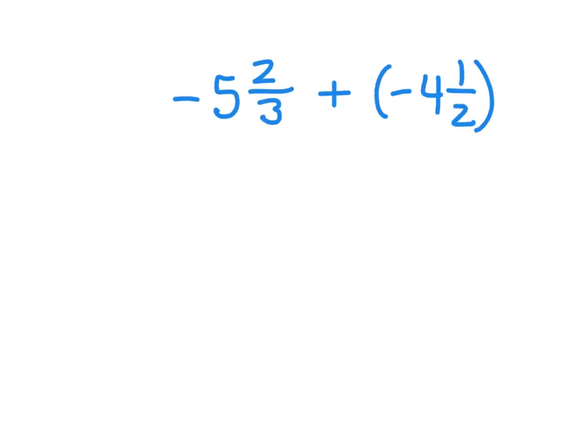All right, here we have two negative mixed numbers. Pause your video, add these together, then start your video to check your answer. Welcome back from pausing the video. I'm going to change negative 5 2/3 to negative 17/3. 5 times 3 plus 2. I'll change negative 4 1/2 to negative 9/2.